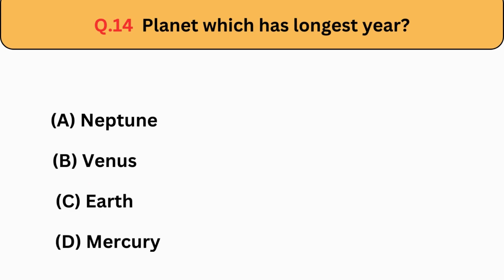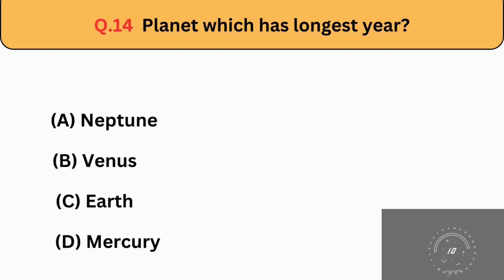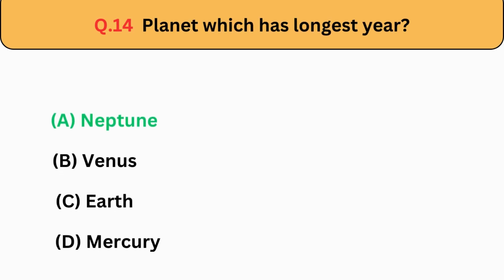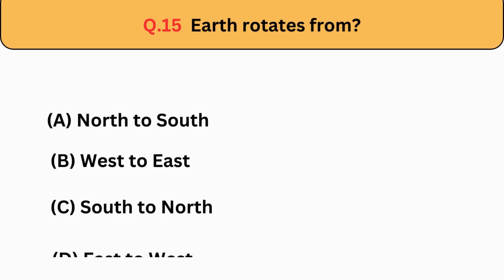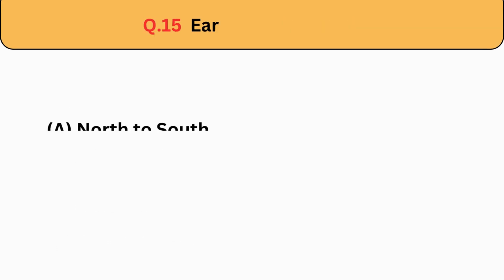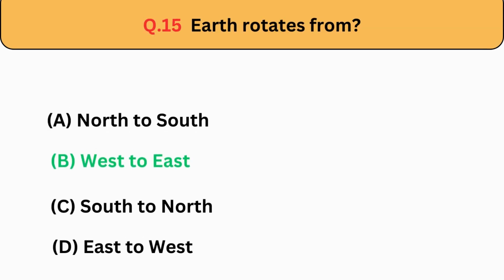Planet which has the longest year. Option A, Neptune. Earth rotates from. Option B, west to east.